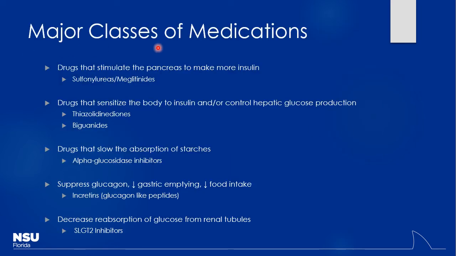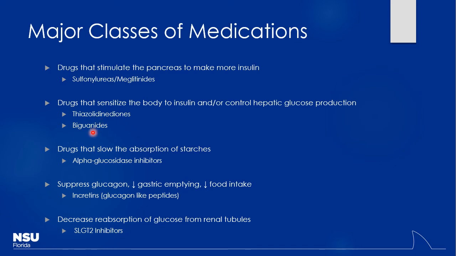So here are the different classes of medications we have for our type 2 diabetic patients. We're going to have drugs that stimulate the pancreas to make more insulin. These include our sulfonylureas and our meglitinides. We're going to have drugs that sensitize the body to insulin, or help to decrease the amount of hepatic glucose production. So they're going to help to stop glycogenolysis and gluconeogenesis. That's going to include our thiazolidinediones, otherwise known as TZDs. And we're also going to have our biguanides.